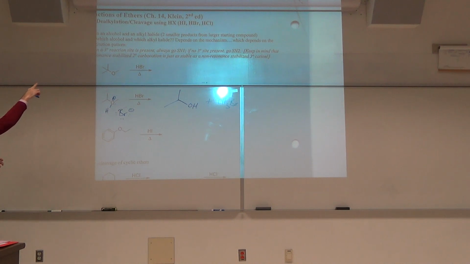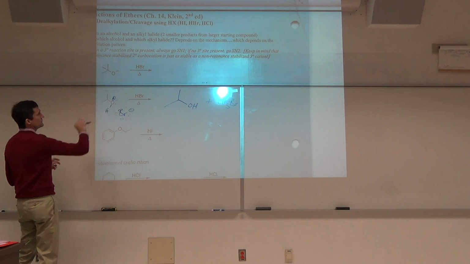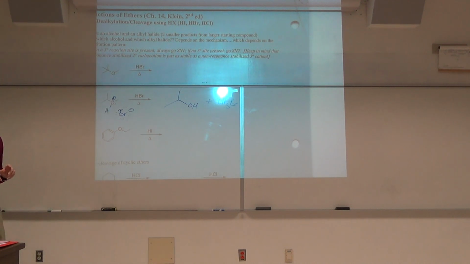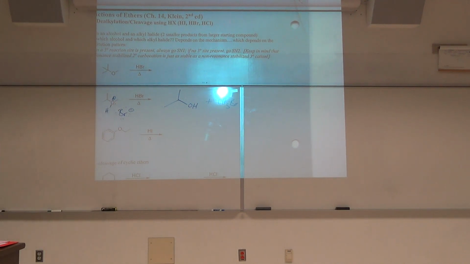Well, the statement up there said, if a tertiary reaction site is present, always go SN1. If no tertiary site is present, go SN2. Is either of these tertiary? No. So what are we going to do? SN2. That is the statement that I'm making. A lot of times you get mixtures here, but for the purpose of us, so we know what to look for, that's my statement. Some textbooks will tell you another statement.